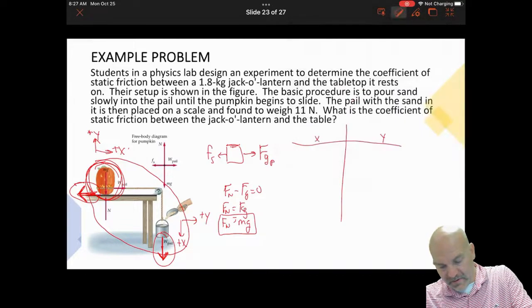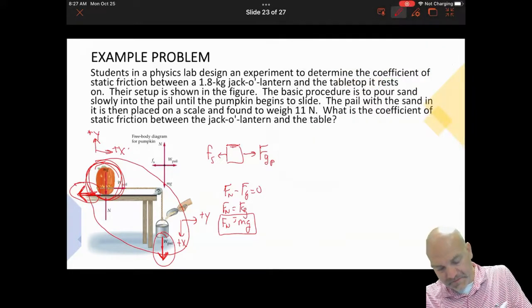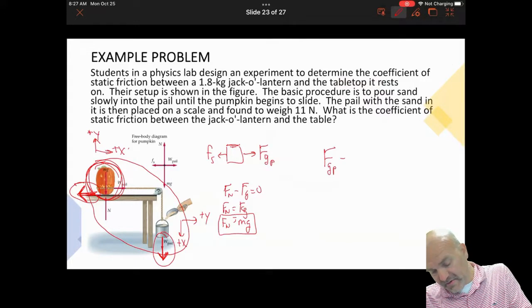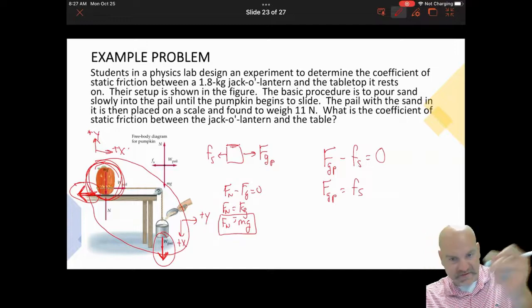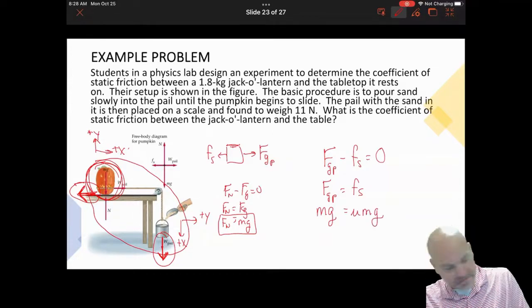And so now my motion of the system is just going to be in the horizontal direction. So I'm going to have Fg pail minus friction is equal to 0. And so Fg pail equals Fs. And so now I can just start substituting in. I got the weight of the pail. Weight is mg. And so this is going to be here. Apologies. And so it's going to be mu mg.